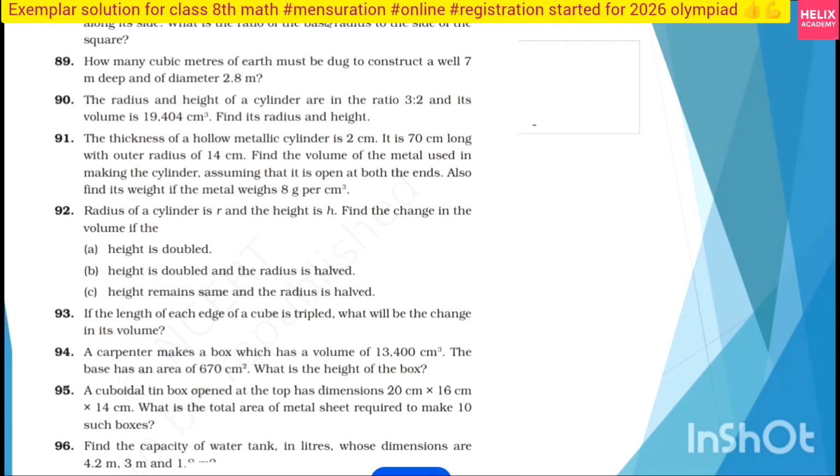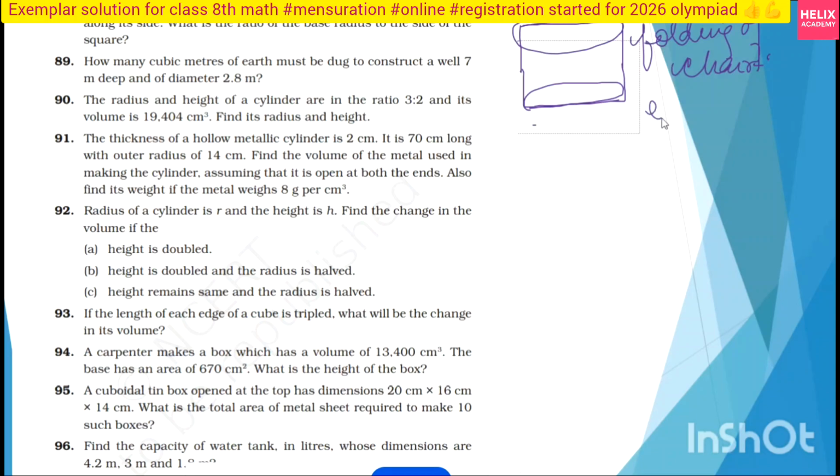They are saying a square sheet of paper is converted into a cylinder by rolling it along its side. What is the ratio of the base radius to the side of the square? Now suppose this is my square sheet and I just roll it, like folding of chart paper, just like this. When it is folded, the entire length changes into the circumference. So if rolling along the side, what is the ratio of the base radius to the side of the square?